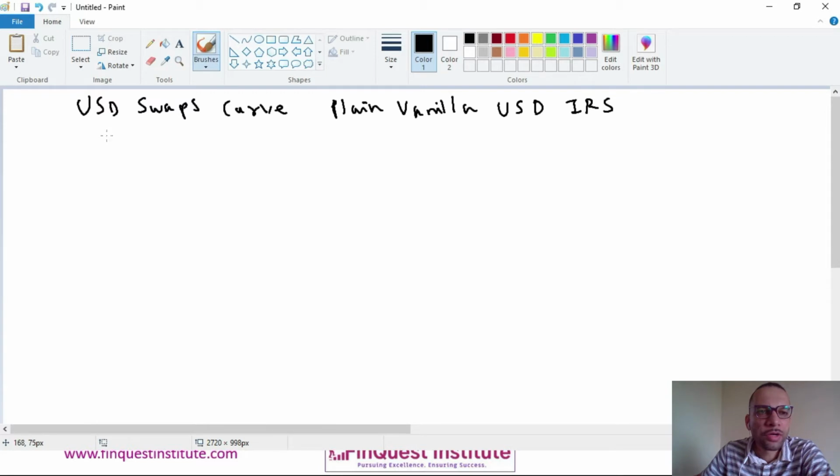Now the curve which gets quoted in the market would look something like this. We have a tenor in the first column and we have the rate in the second column. So let's say your tenor is overnight, 1 month, 3 months, and so on up till say 1 year.